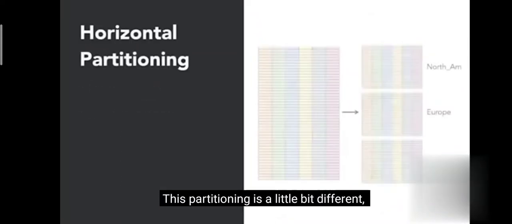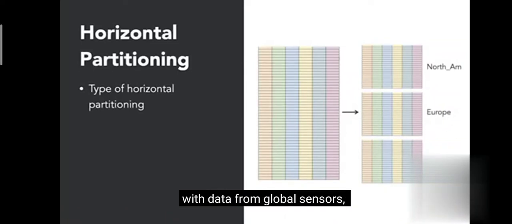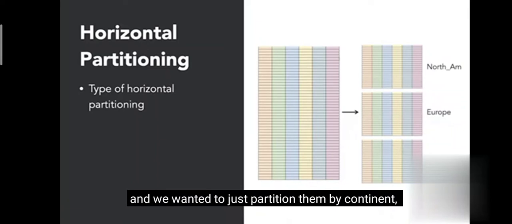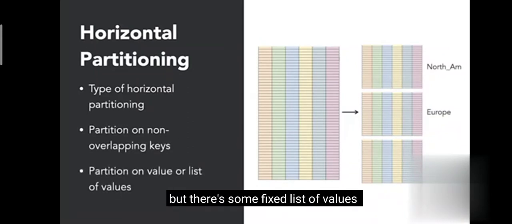List partitioning is a little bit different. We basically have a set of particular attributes. So, for example, if we wanted to work with tables with data from global sensors and we want to partition them by continent, we could do that. Again, it's non-overlapping keys, but there's some fixed list of values that we're going to be working with. So that's the thing that's distinctive about list partitioning.